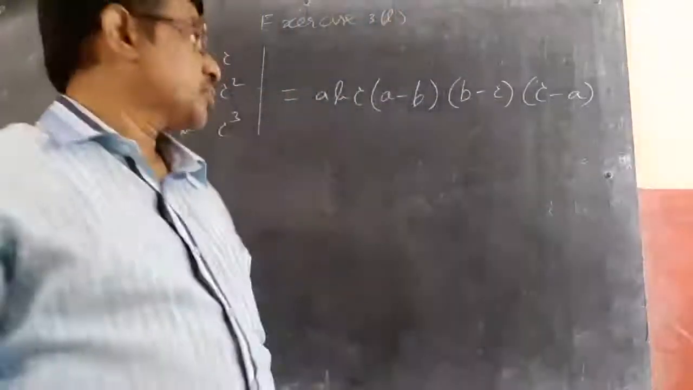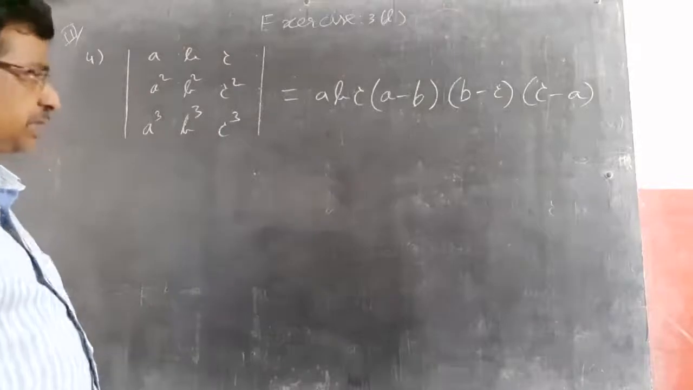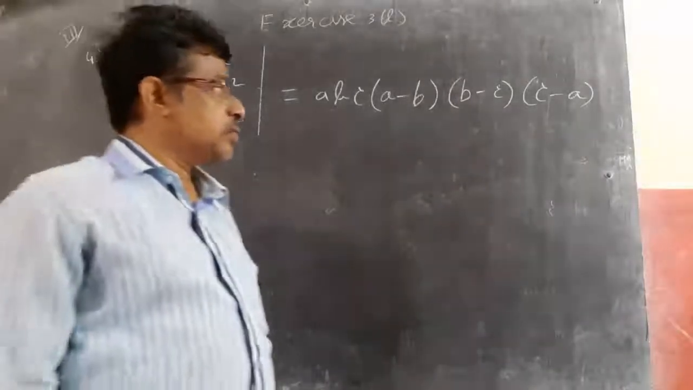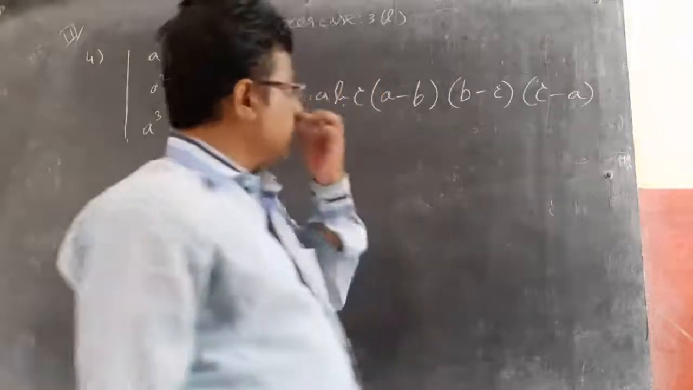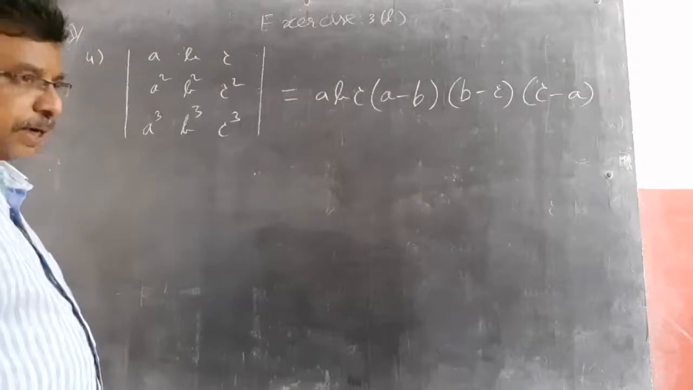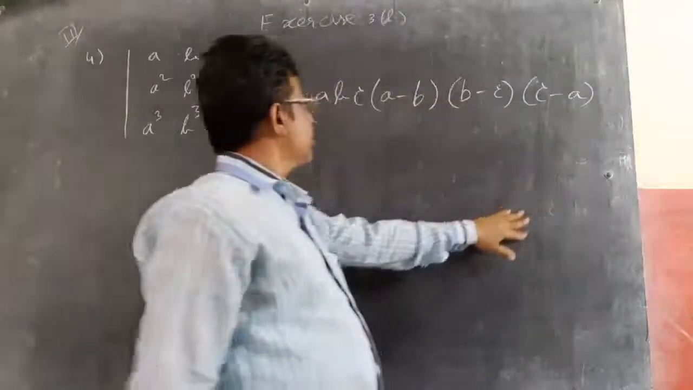Next one. Delta ABC: the determinant with rows A, B, C; A square, B square, C square; A cube, B cube, C cube, equal to ABC into (A minus B) into (B minus C) into (C minus A). How to prove this? Very simple. We'll apply the same properties. Keep the RHS in mind, then we can do the sum very easily.